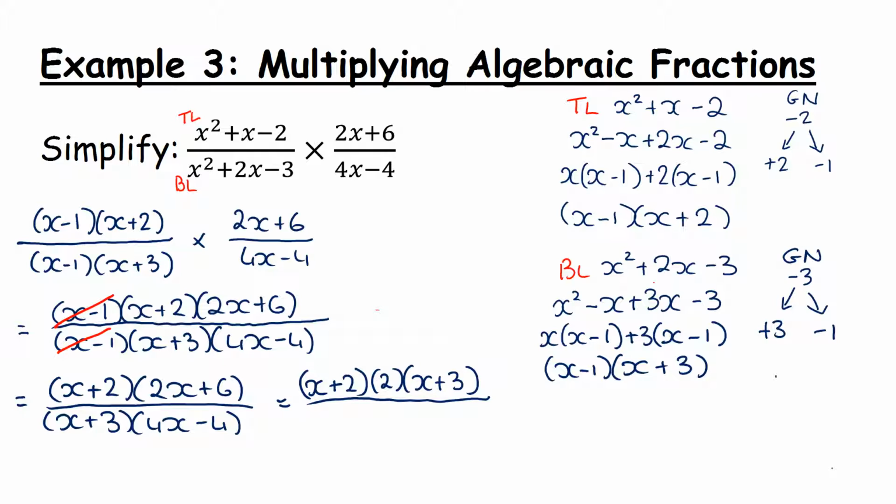And on the bottom line, we can take out a 2 here as well. So we have an x plus 3. We take out a 2 and we're left with 2x minus 2. So what you might notice now is we have an x plus 3 common above and below, and a 2 common above and below. So our final answer then is going to be x plus 2 over 2x minus 2.